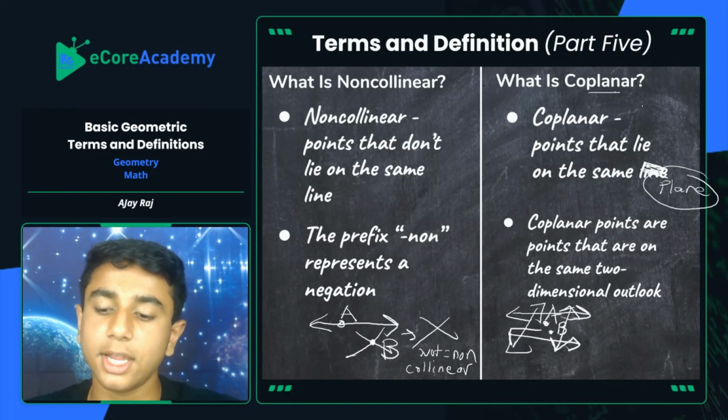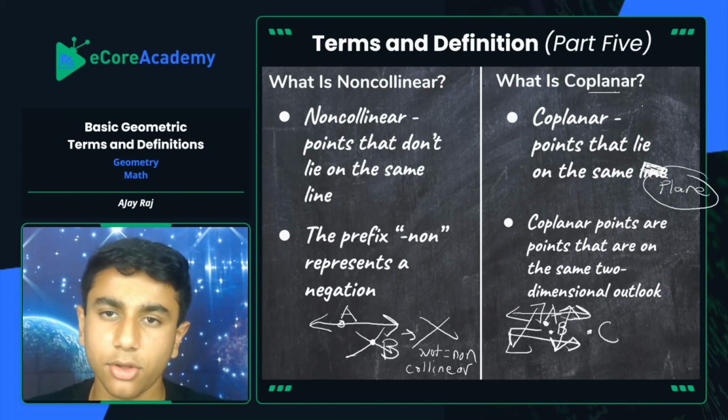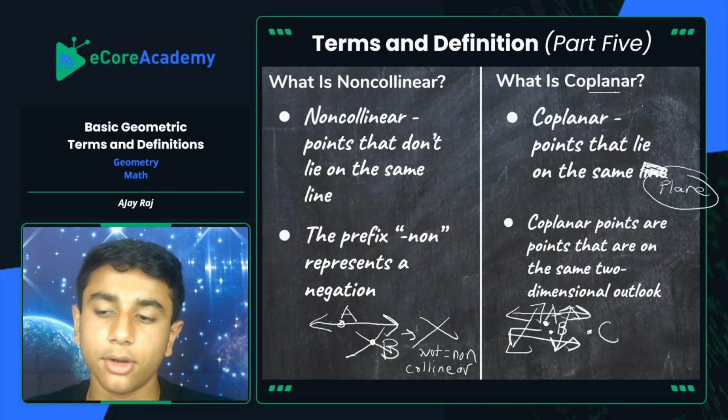But if you're saying are point A and point C coplanar, and you figure out that point C is definitely not on the same plane, that means they're non-coplanar or not coplanar.